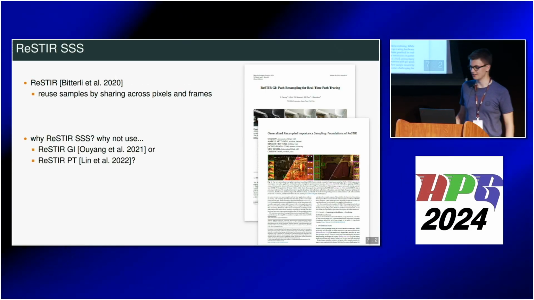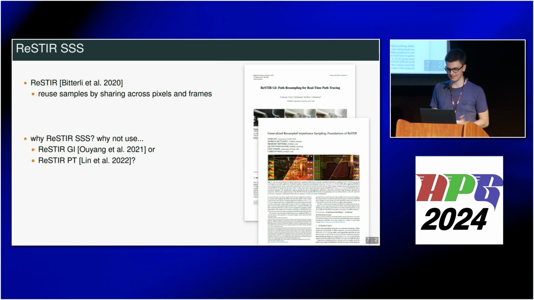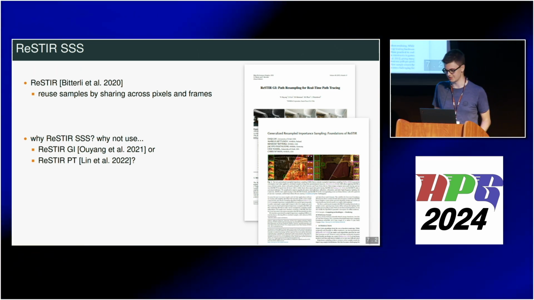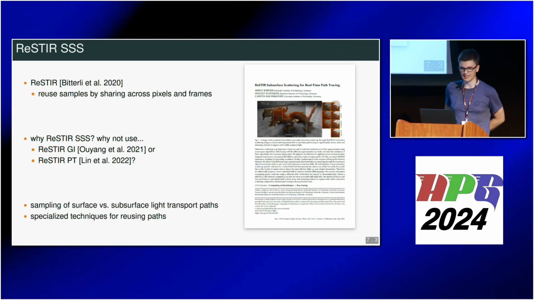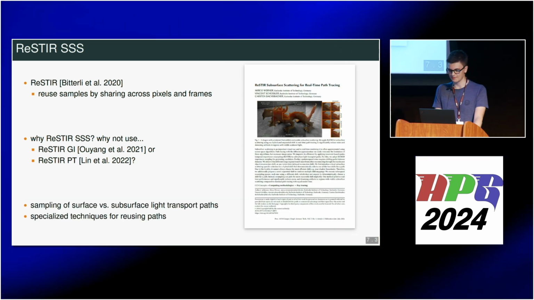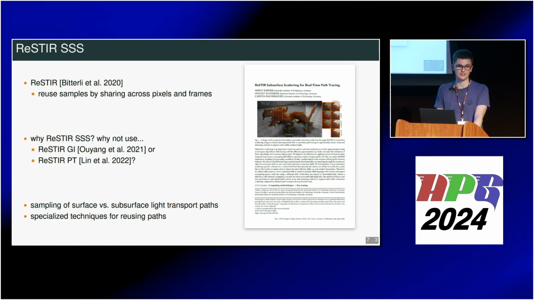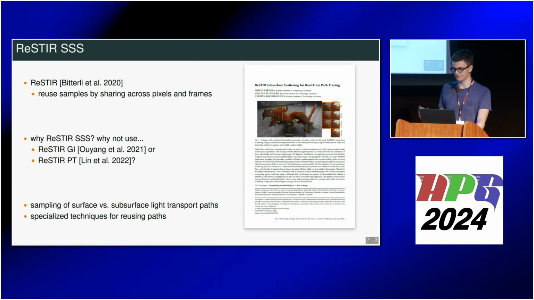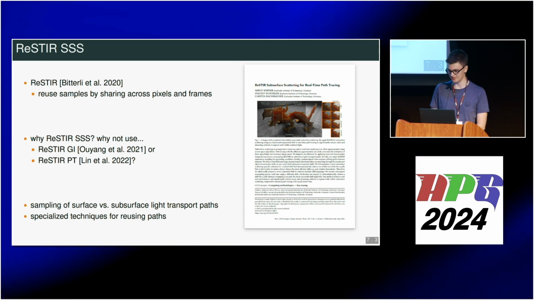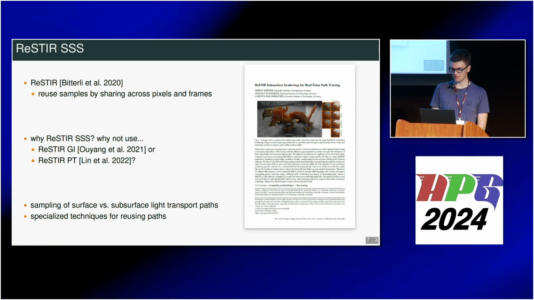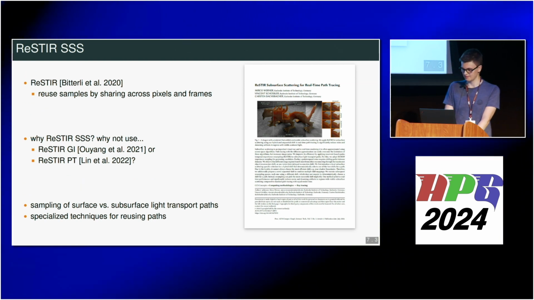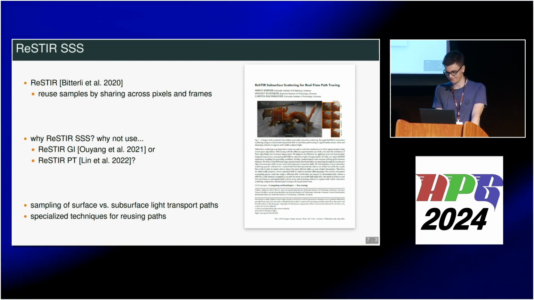So some of you might be wondering why we are proposing yet another specialized version of ReSTIR when there's already something like ReSTIR GI or ReSTIR PT. And the short answer to this is that both these methods focus on sampling and reusing surface light transport paths. And with our completely different sampling scheme for sampling these subsurface paths, we need some specialized techniques to efficiently reuse these paths, as you will see shortly.